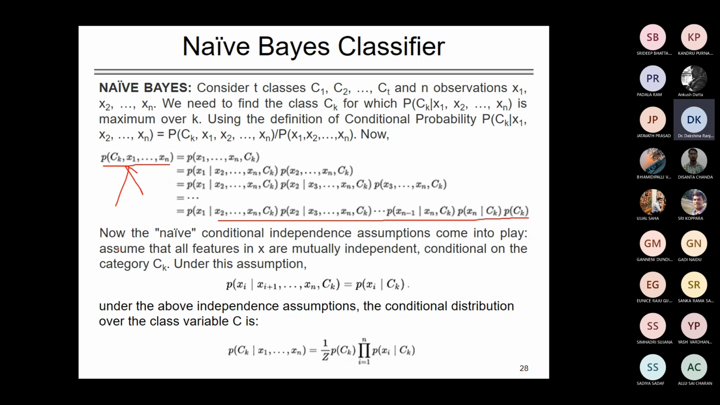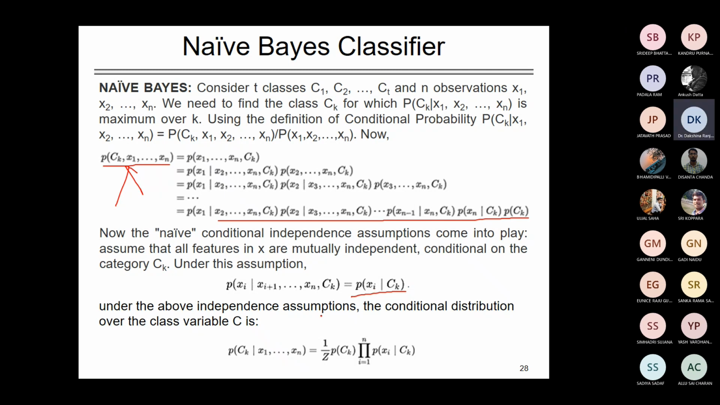naive conditional independence assumption comes into play. Here we assume that all features in X are mutually independent, conditional on the category Ck. Under this assumption, we can write the probability of xi given xi+1 to xn, comma Ck, as the probability of xi given Ck. This will give us the marginal probability of xi, where i varies from 1 to n.